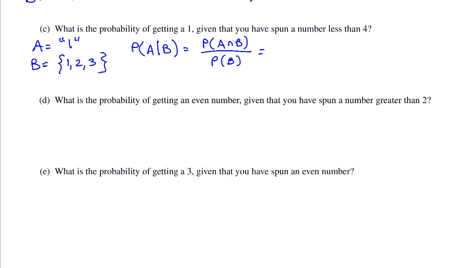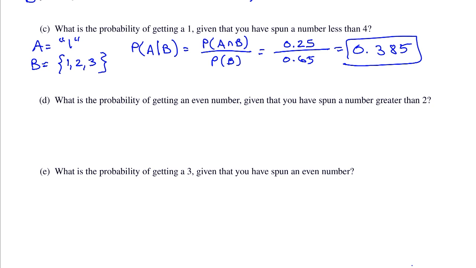So A intersect B is still just 1. And what's the probability of 1? 0.25. And then the probability of B is 1, 2, and 3. So what was that? That was 0.25 plus 0.2 plus 0.2? 0.65. And then this one is the one I did a while ago. Yeah. 0.385, let's say.